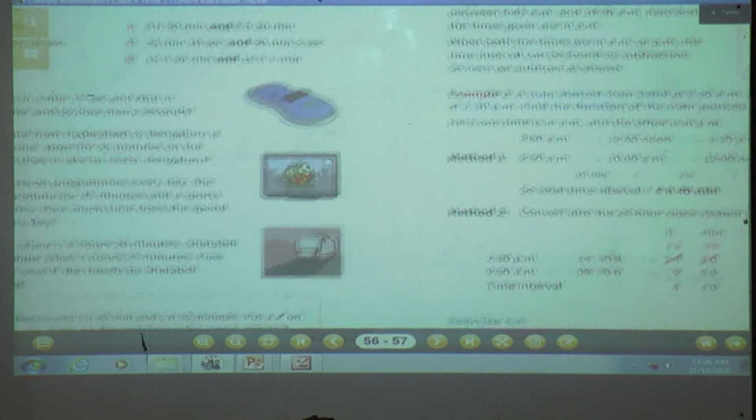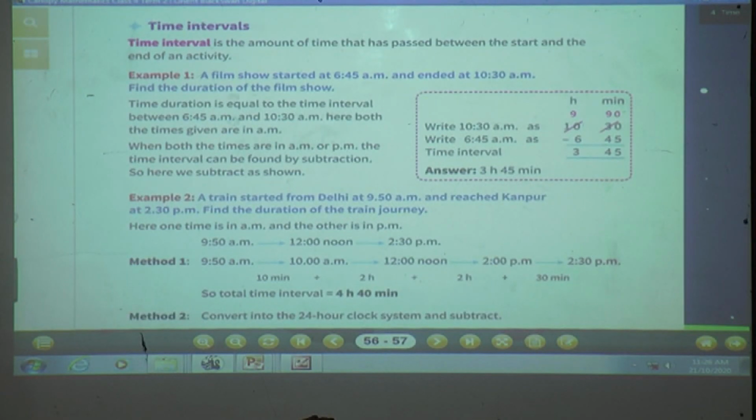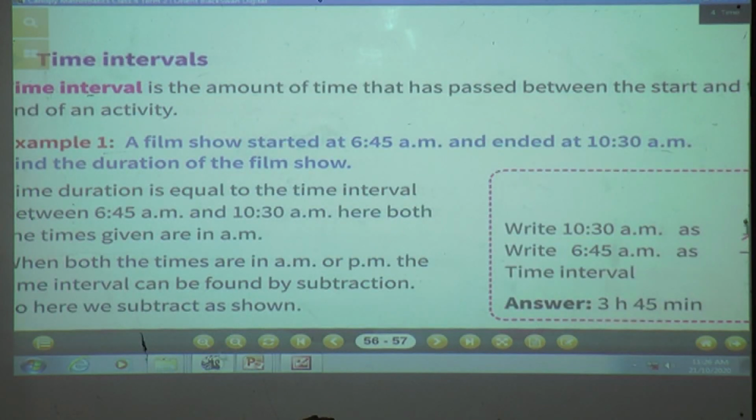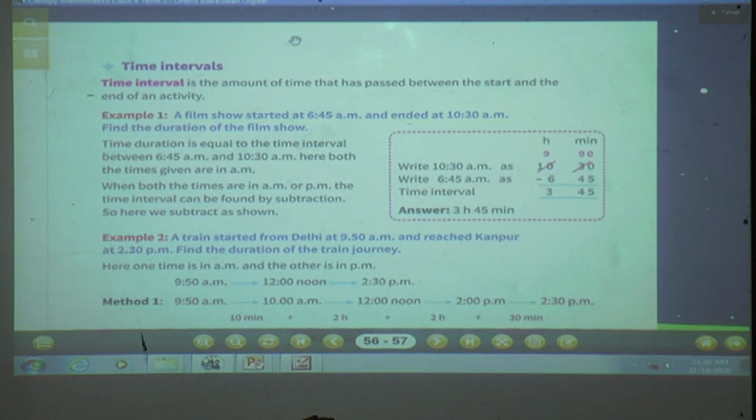Now we'll move to the next concept. Today we are going to see the time interval. Time interval is the amount of time that has passed between the start and the end of an activity. Now we will see by one example.